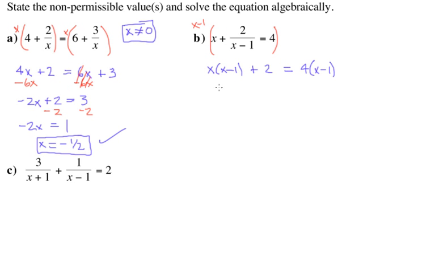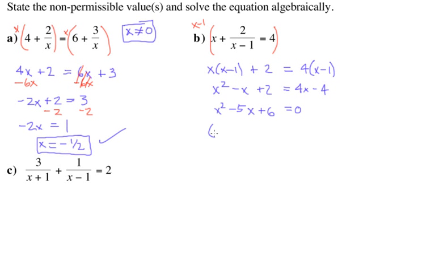Expand this, x times x, x times negative 1, plus 2 equals 4x minus 4. Subtract 4x from each side. And add 4 to each side. Okay, so we subtracted 4x, we added 4. Here we are with a quadratic.